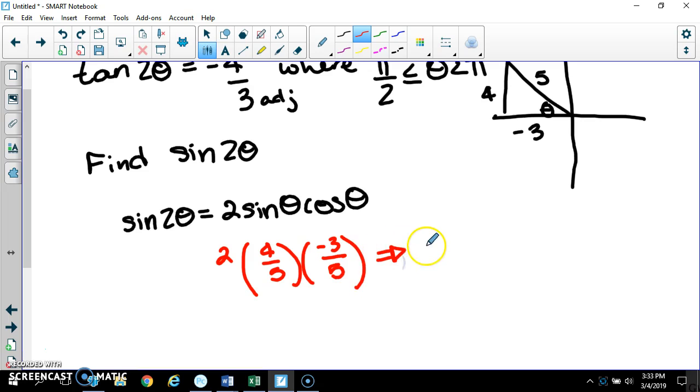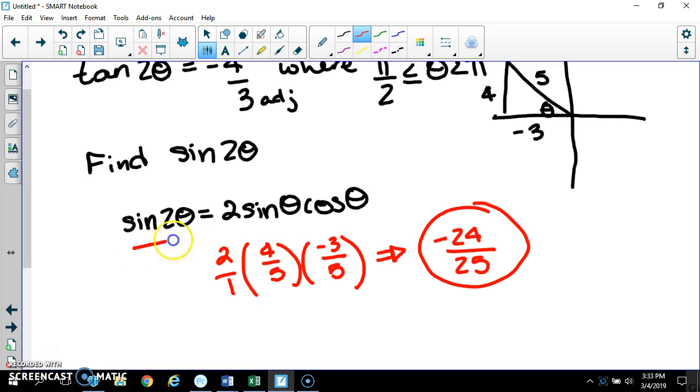So I'm going to multiply straight across. 2 times 4 is 8. 8 times negative 3 is negative 24. 1 times 5 is 5. 5 times 5 is 25. So this right here is sine 2 theta of this angle.